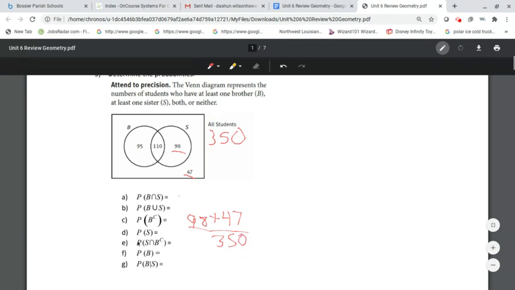All right, the next one, D, the probability of S. So we want to include S, all of S. So all of S will be this whole entire circle. So we're doing the whole entire circle. So we're going to add 110 plus 98 and divide by 350.